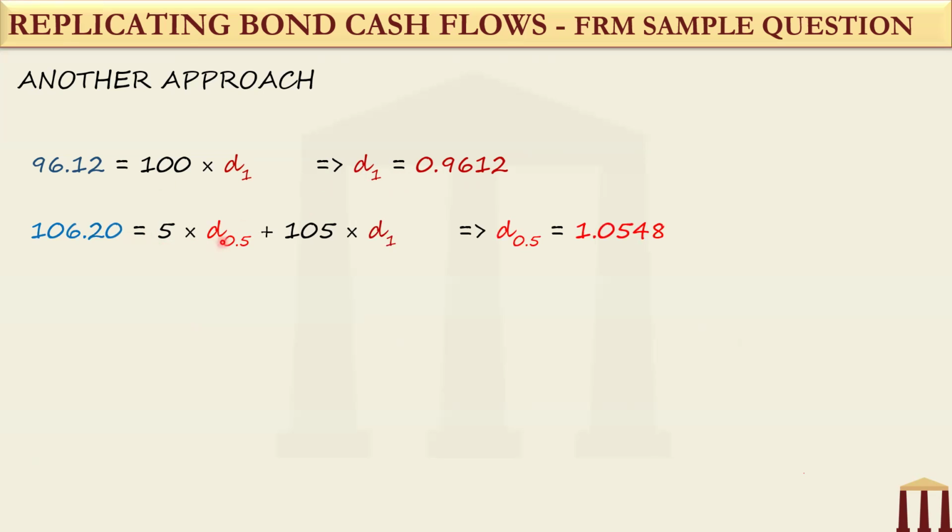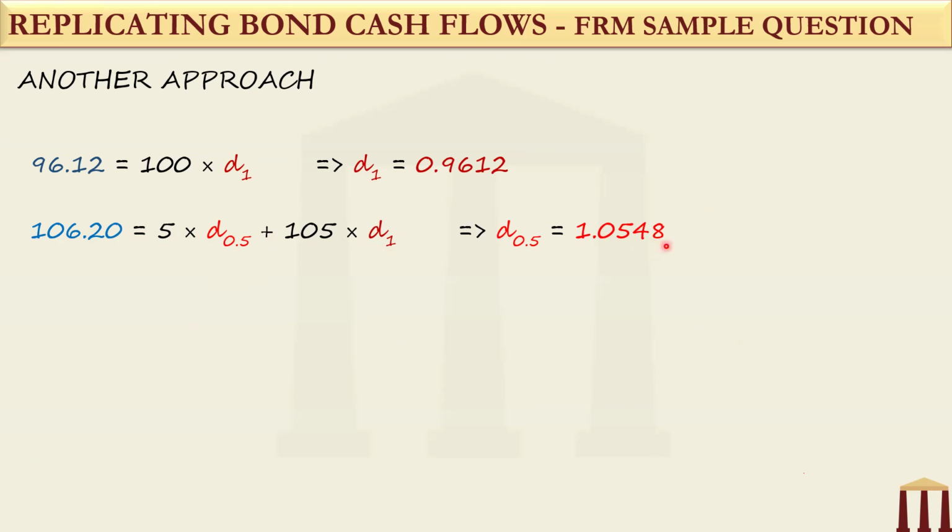So you see, as I said, you have to know something. Let's say there are 2 variables, you have to know one of the variables, right? Otherwise you would require two equations to solve the question. So here, I have D1, I have the second bond, 5 times D0.5 plus 105 times D1. I get the value of D0.5 as 1.0548.